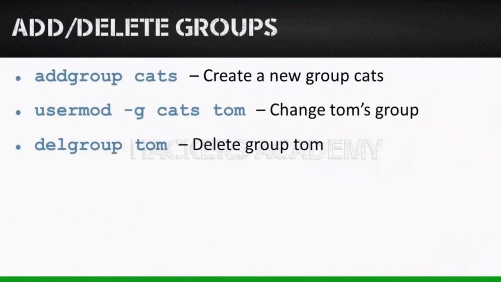Now I'd like you to try these commands to add and delete groups. Try to create a new group called cats using the addgroup cats command. And if you've deleted Tom's user, recreate it and change Tom's group to cats. So when you create Tom, it will automatically by default belong to a group called Tom. Remember? What I'd like you to do is change the group that Tom belongs to the group that you just created, the cats group. And you can do that using usermod -g cats Tom.